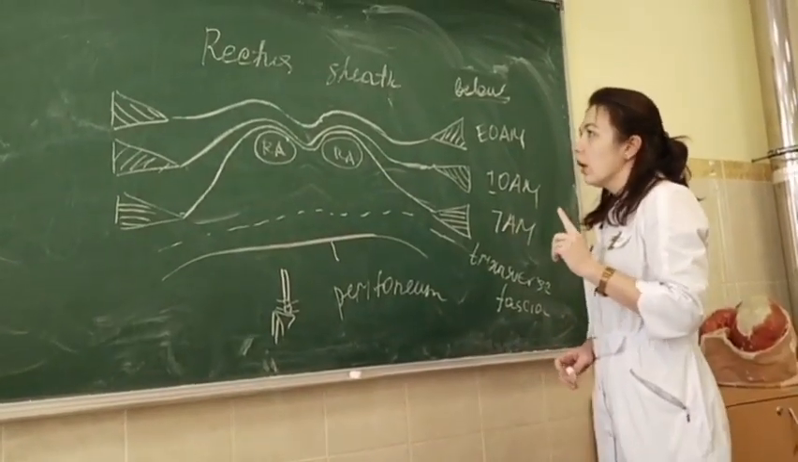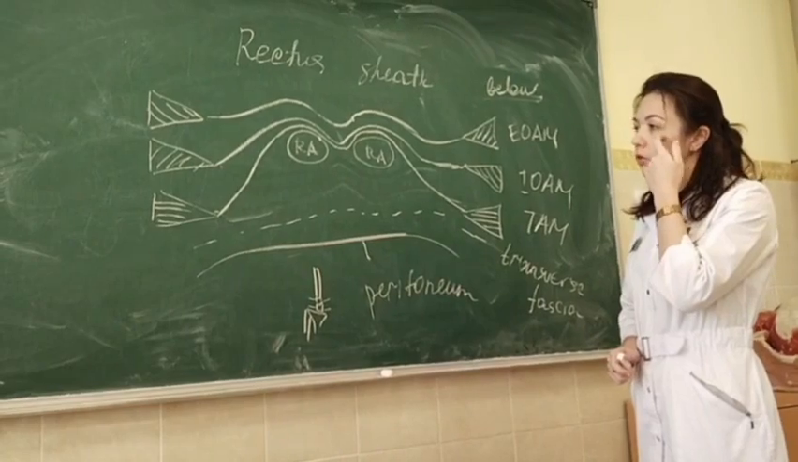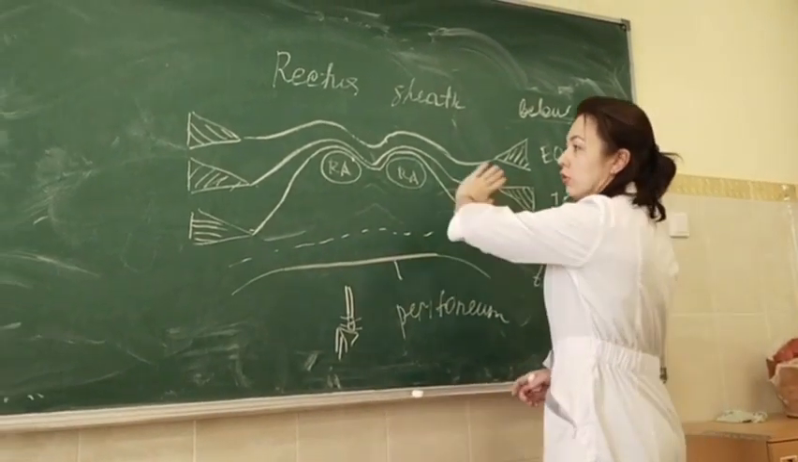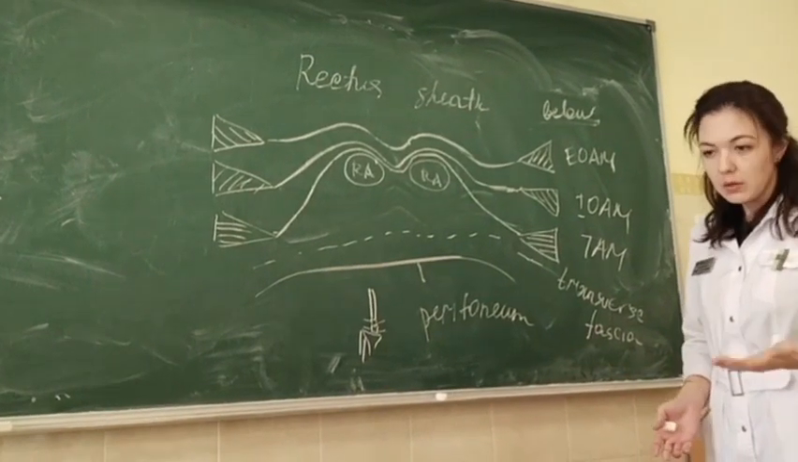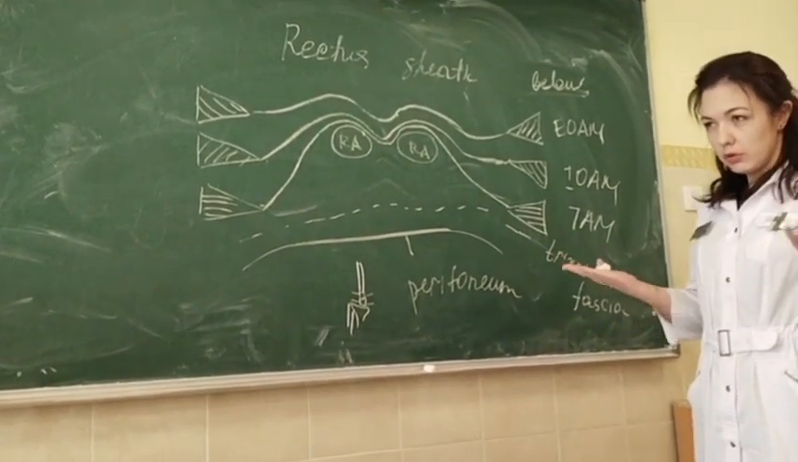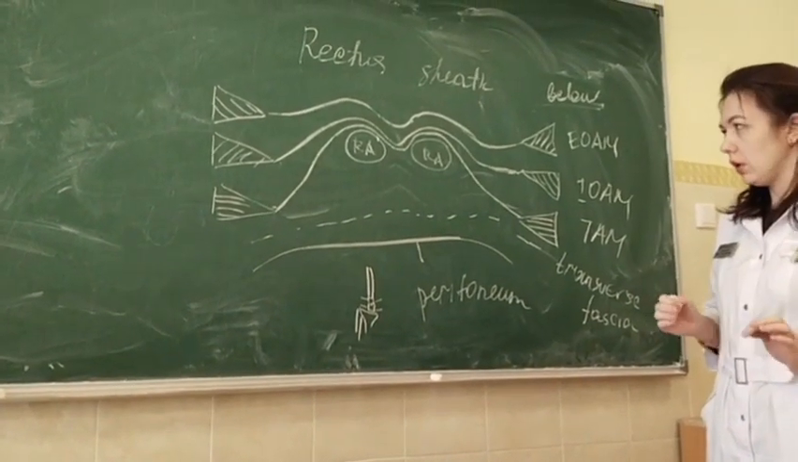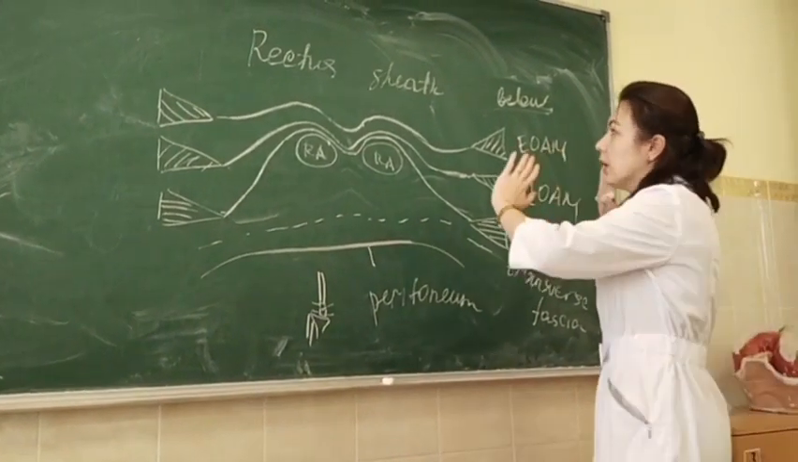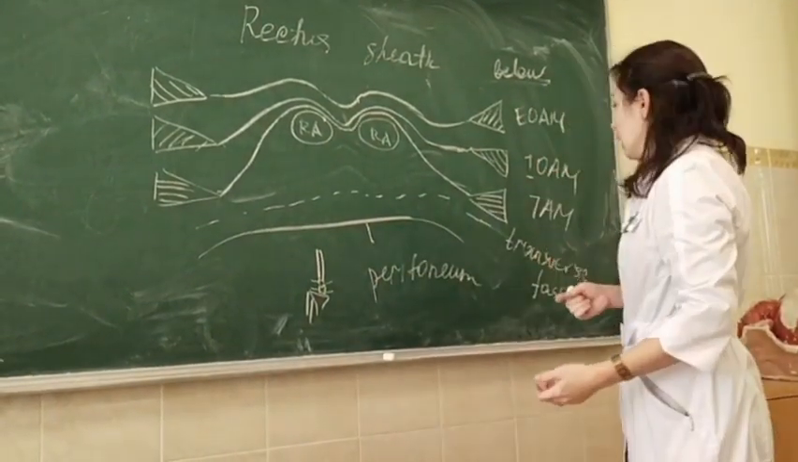It is the covering of the rectus abdominis muscle that is formed by the lateral muscles of the abdomen. This is a transverse section. We made this section in the transverse plane, so we divided a human into two parts, superior and inferior, and now we are looking at it. This is the anterior aspect and this is the posterior aspect.